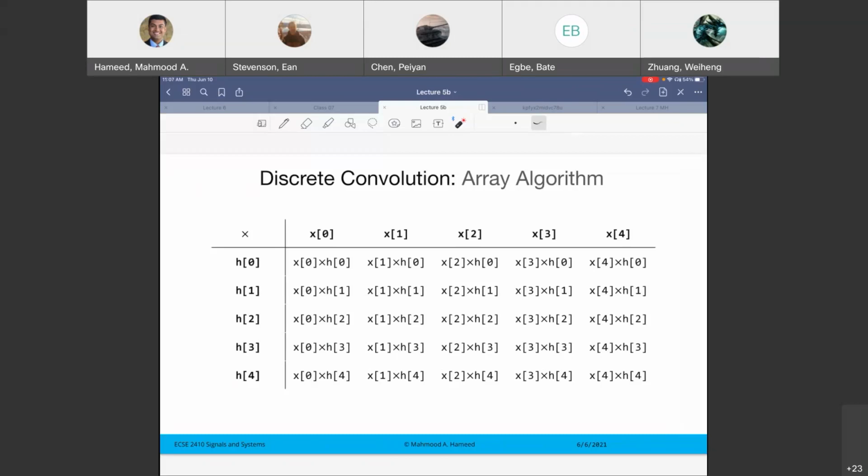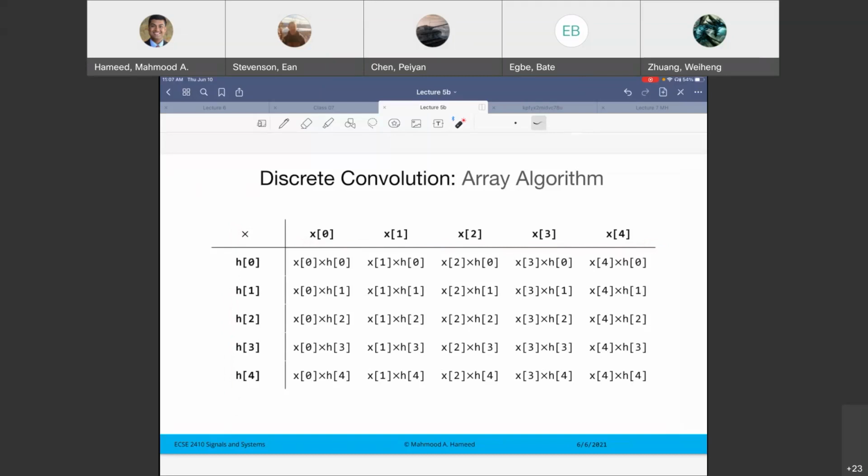Let's see. Next, we have discrete convolution using the array algorithm. And whenever I present array algorithm, students are like, oh yeah, this is so easy. Why? It's because it's very systematic. And all it needs you to do is multiply numbers and add them up. So pretty cool. What do you have here? You have X and H. What are they? Those are elements in the input as well as elements in the impulse response.